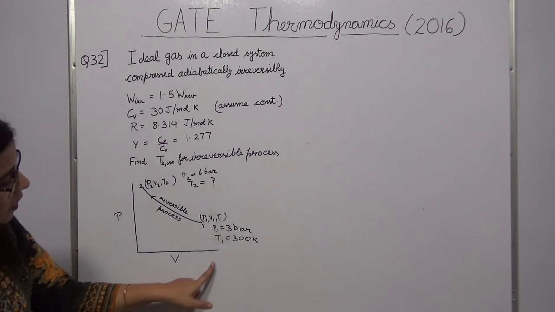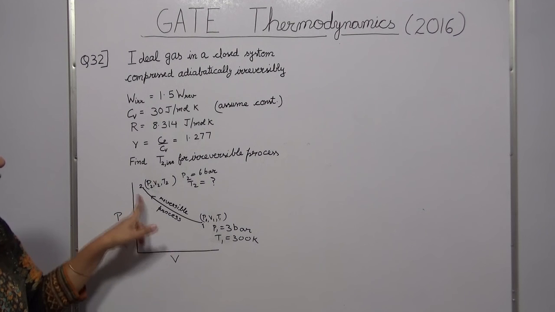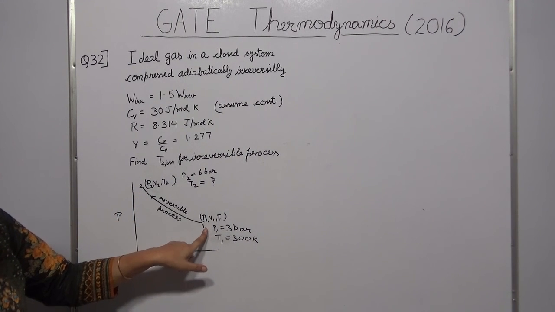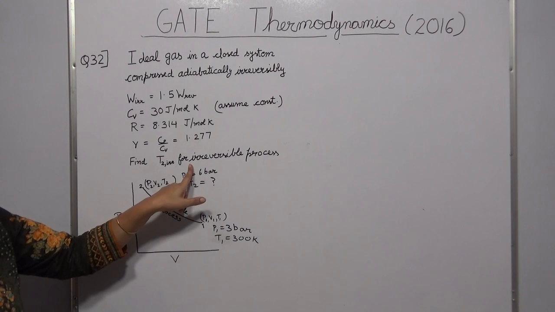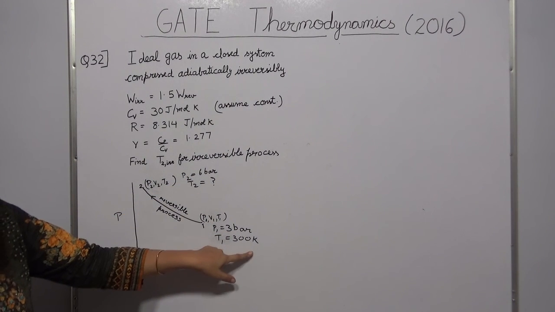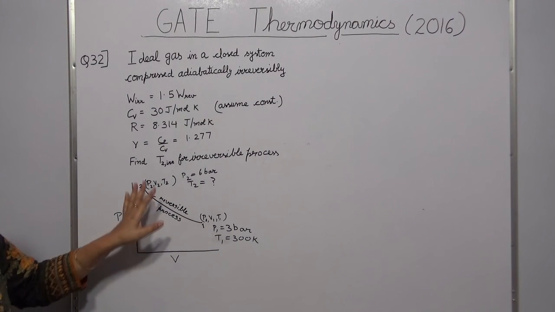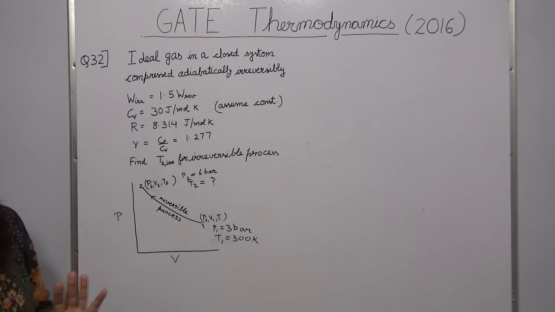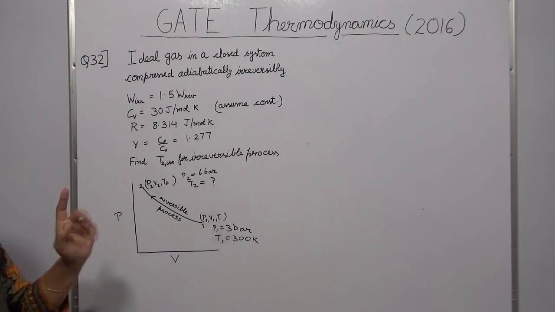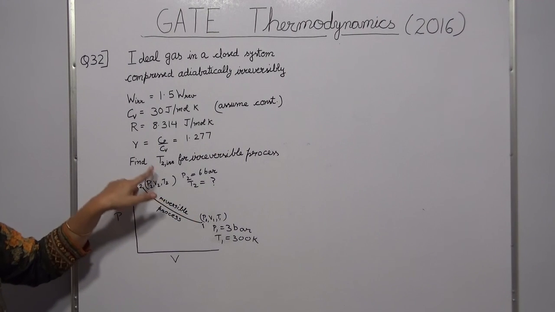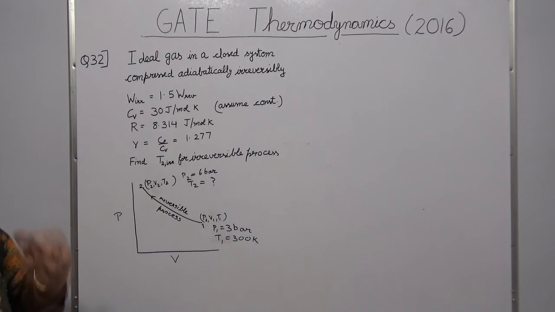On a PV diagram, I have plotted a reversible process. The compression is taking place from P1 to P2, that is from 3 bar to 6 bar. The initial temperature given is 300 Kelvin. They have not given any information about V1, V2 and also T2 is not known, even for this reversible process. Keep in mind that this T2 for the reversible process will be different from the T2 which will be reached for the irreversible process. As we go through this problem, we will see why this happens.